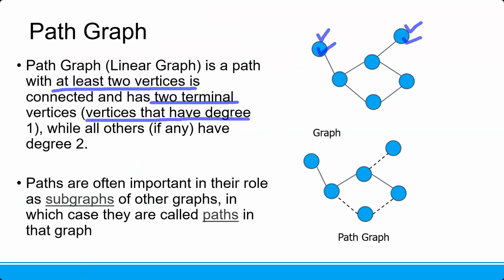Vertices that have degree 1, we call them terminals. So we have degree 1, and this is also degree 1, while all others, if any, have degree 2. In this case, this is where the degree is more than 1. Because if we have only one for this node, then it will not be connected. So this node should have at least two.